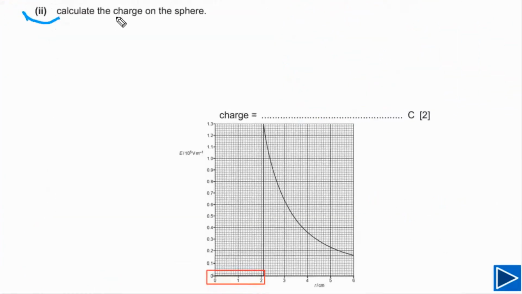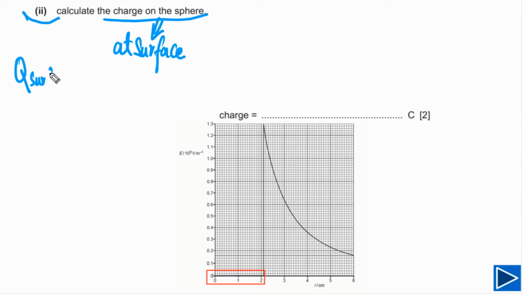For the second part, we need to calculate the charge on the sphere. On the sphere simply means at the surface of the sphere. So we need to calculate Q at the surface. This is what we need to calculate. Now, if you look at this given graph, we can also sketch the sphere at this point.